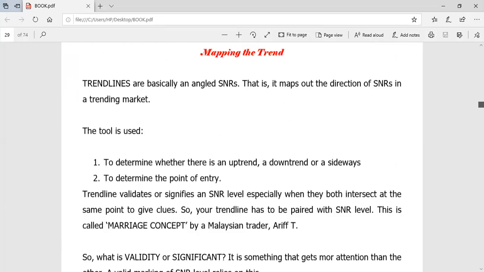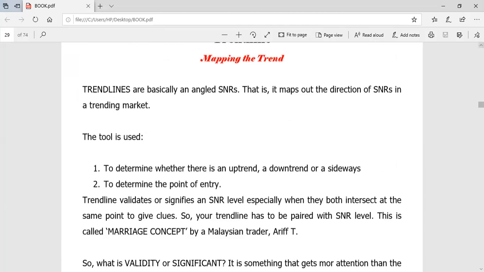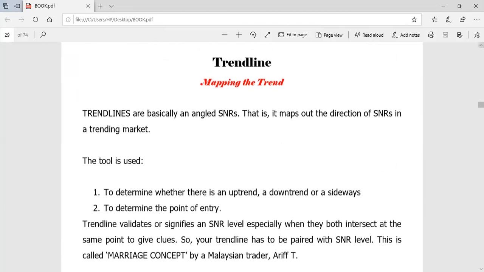Trend line is simply the tool that is used to map a trend. Like the name implies, trend line, the line that is used to map a trend. You use it to map out a trend. So it's basically a good SNR, that is, it maps out the direction of SNRs in a trendy market.